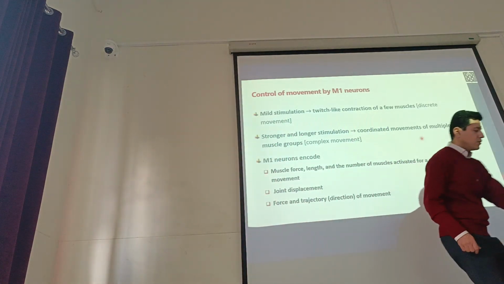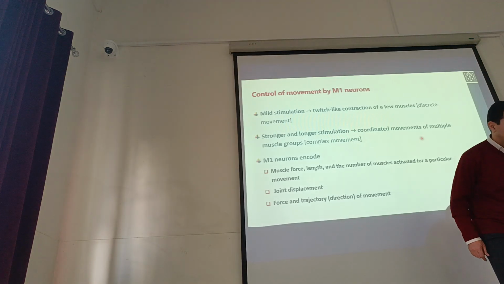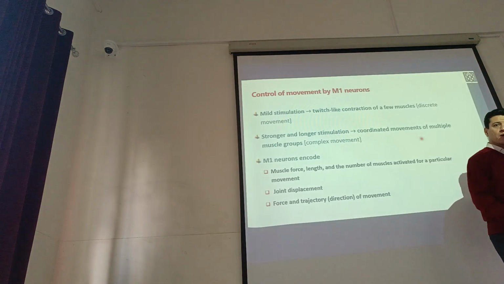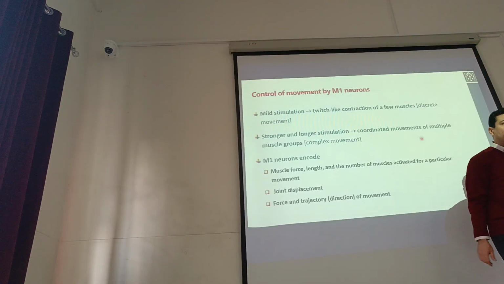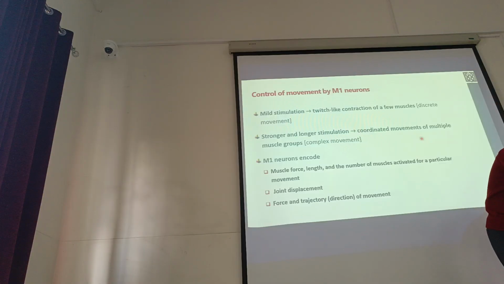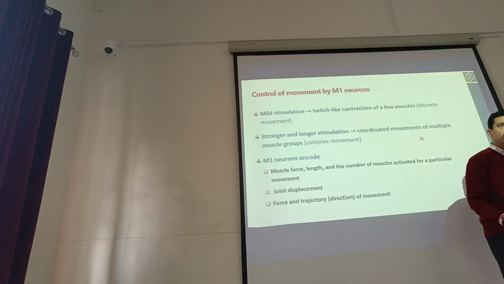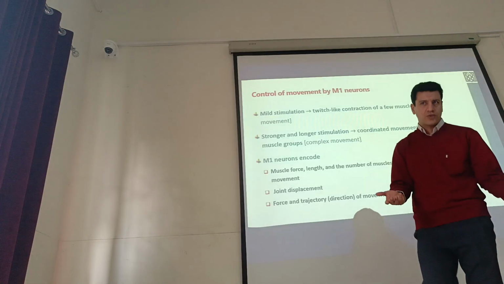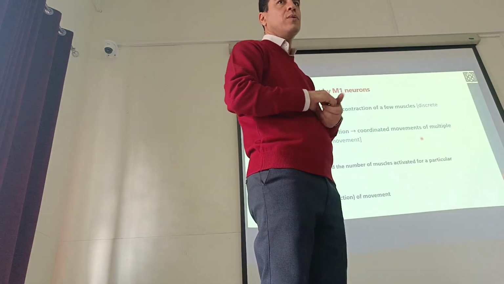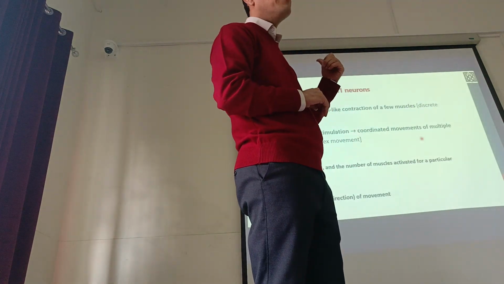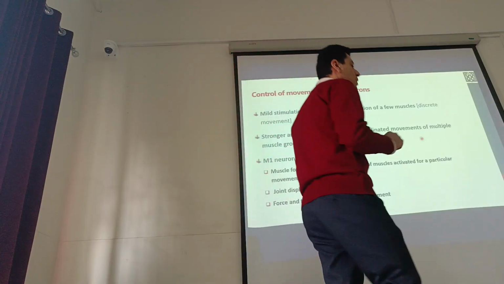For example, I want to actually pick up this, right? So trajectory can be this, or maybe it's here, this one. Trajectory will be this. So a direct movement or a curve movement. So this is called trajectory, right? So trajectory of movement is also controlled by primary motor cortex.